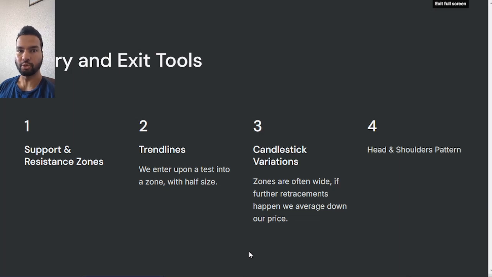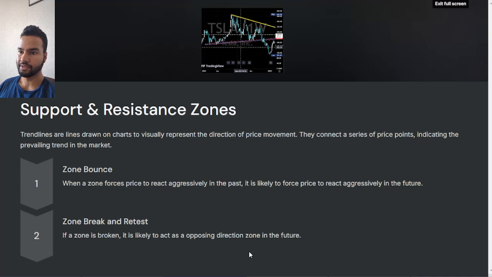So we use 4 tools. First tool is support and resistance, then trend lines, certain candlestick patterns, and head and shoulders. This is an example of how we use support and resistance.